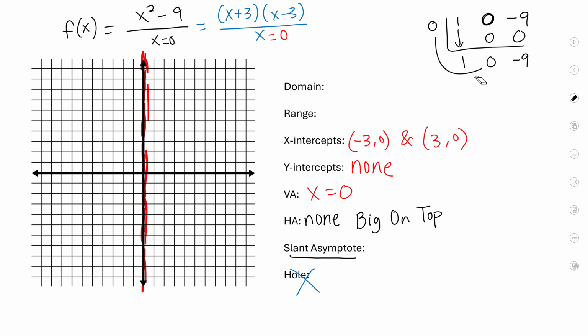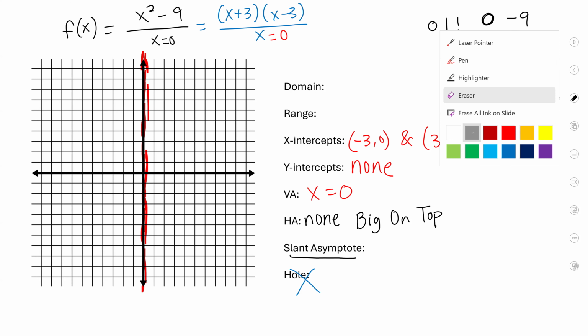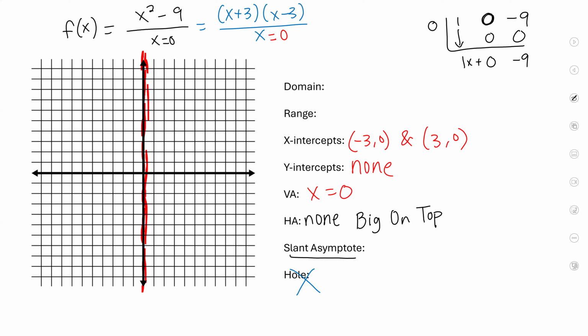So what I'm left with is x plus 0. That's your remainder. That does not matter. We're not looking at that -9. So this is your equation for the slant asymptote, y equals x. So let's go ahead and graph that. Graph the line y equals x. You start at the origin and go up 1 over 1.